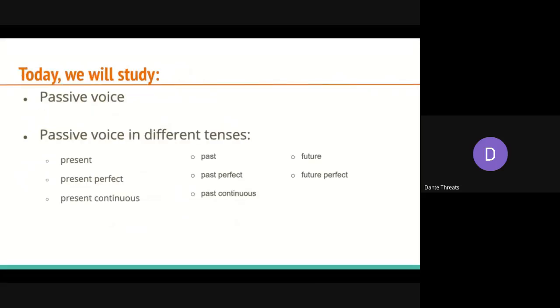So today we will study the passive voice, and we'll also study the passive voice in different tenses. Okay, we'll study using the passive voice in the present tense, the present perfect tense, present continuous, the simple past, past perfect, past continuous, future tense, and the future perfect tense.